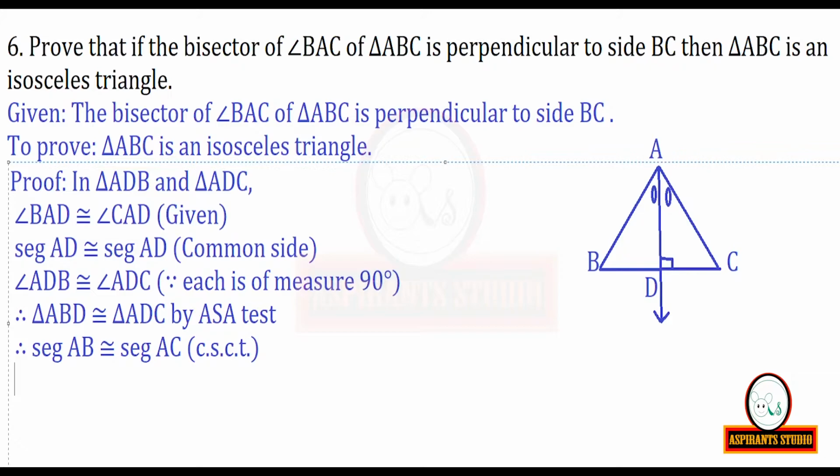In triangle ABC we have segment AB congruent to segment AC. Therefore triangle ABC is an isosceles triangle. Two of the sides have equal length in this triangle. Segments are congruent means the lengths of the segments are equal. So this triangle ABC becomes an isosceles triangle. Hence we prove that triangle ABC is an isosceles triangle.